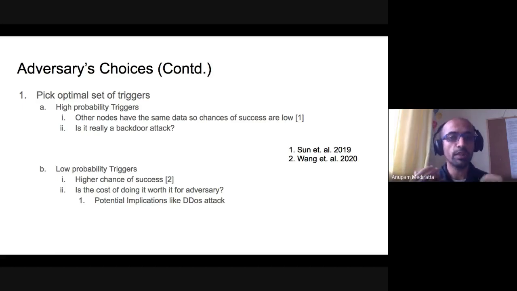Okay, so your effect will not count much, but it actually raises the question: is this really a backdoor attack? Because a backdoor attack essentially means you want to poison data which other people don't have. So you want to poison toward a lower probability spectrum. We know from some results that it has a higher chance of success, but is it worth doing? What is the big deal?